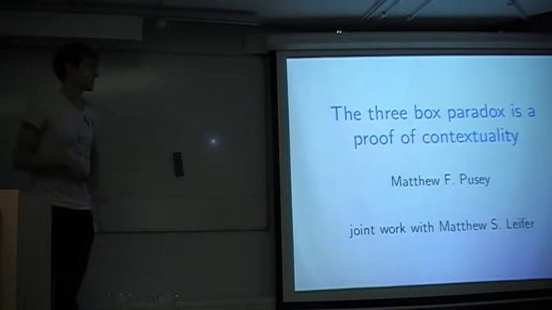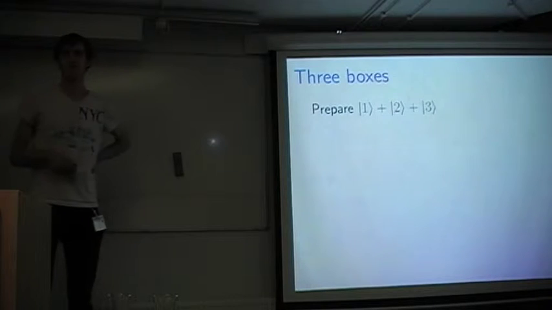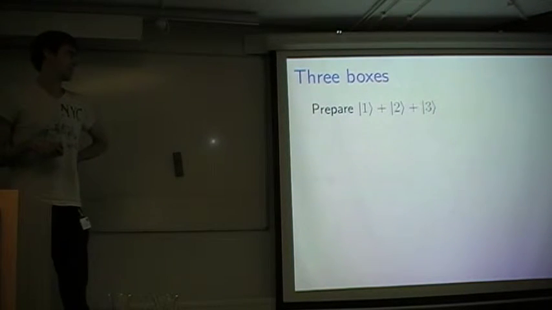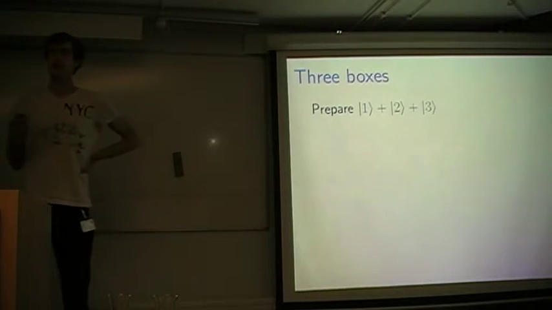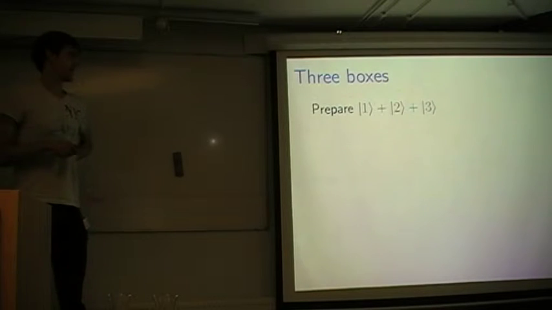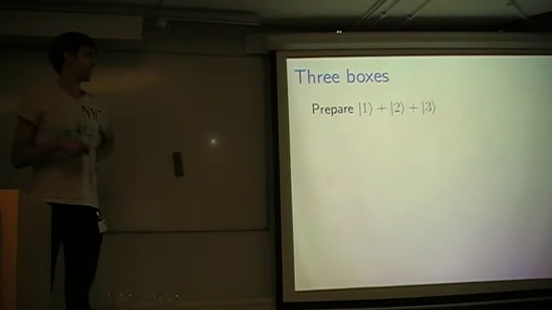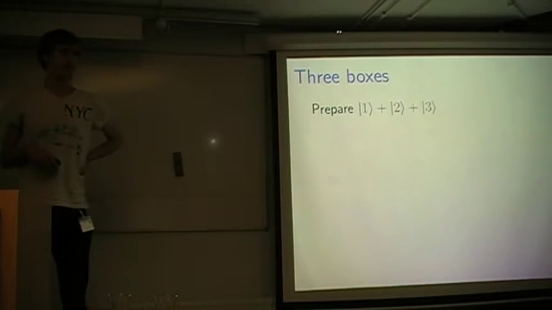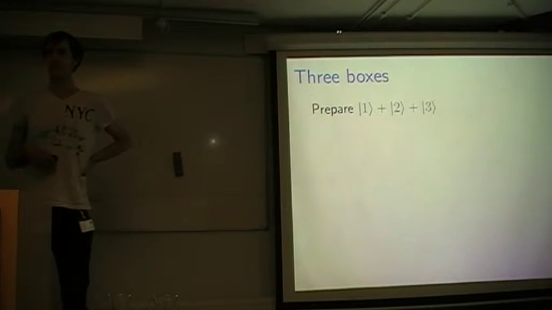So what is the three-box paradox? It's a quantum experiment that you can do in a three-dimensional Hilbert space. So you just choose some bases for that Hilbert space, 1, 2, and 3. And just to make things sound a bit more exciting, we're going to call this a ball being in box 1, this is a ball in box 2, and this is a ball in box 3. Okay? So you start by preparing an equal superposition of those three states.